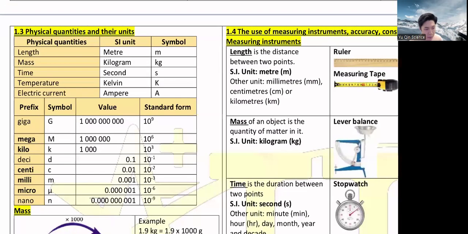SI units are standard units that we use to measure different things. So you need to remember and memorize them. Kelvin is not Celsius. Kelvin temperature is Kelvin, capital K. Electric current is ampere, to measure electric current, electricity.